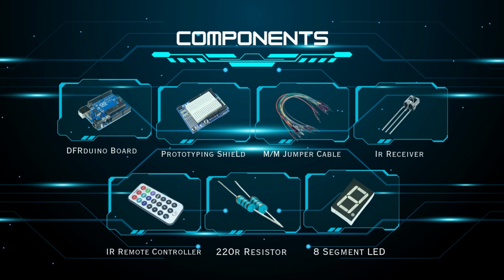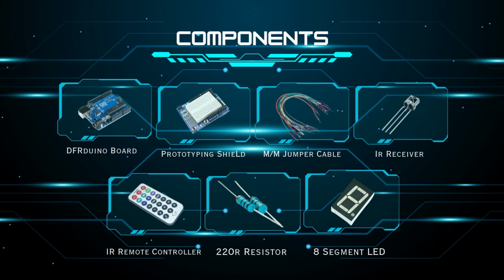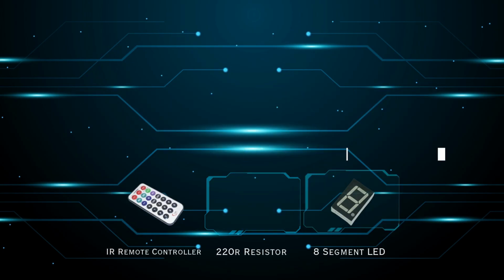With this activity, we learned how to receive signals from an IR remote and use those signals to control an LED matrix. This project shows how Arduino can be used for wireless control, which can be applied to real-life devices like TVs, smart lights, and even robots.